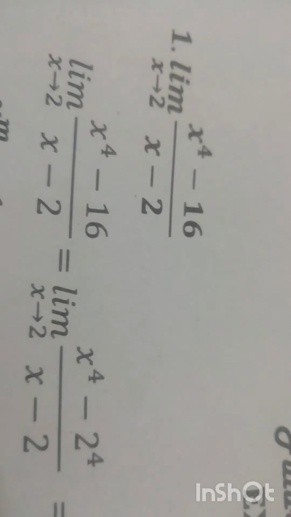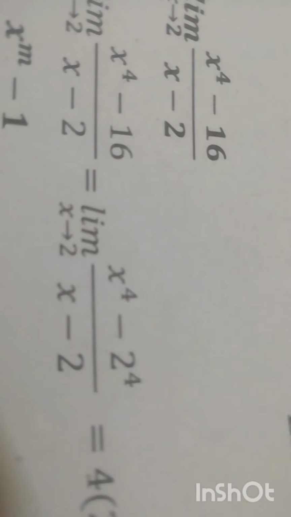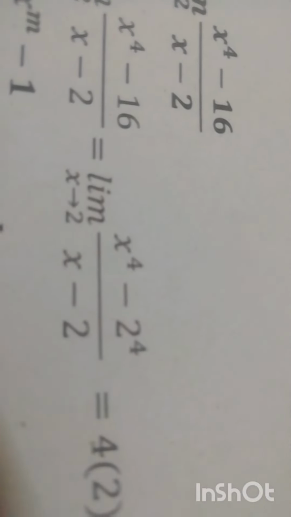See, the denominator x minus 2 is there, so 16 can be changed into a power of 2. What is 2 into 2 into 2 into 2, 4 times? That means 2 power 4. 2 into 2 is 4, 4 2s are 8, 8 2s are 16. So if we multiply 2 four times we get 16. So the limit as x tends to 2 of (x^4 minus 16) divided by (x minus 2) can be written as (x^4 minus 2^4) divided by (x minus 2).